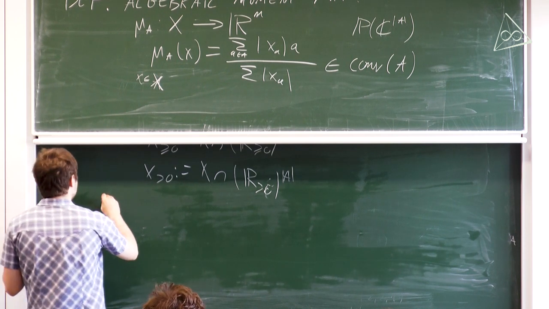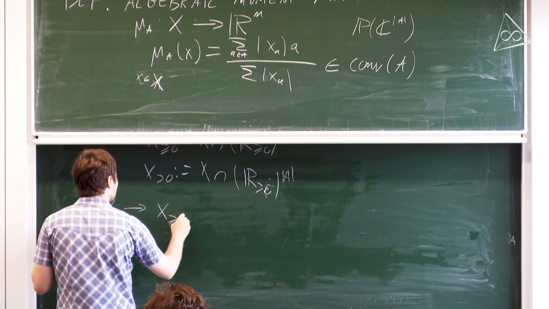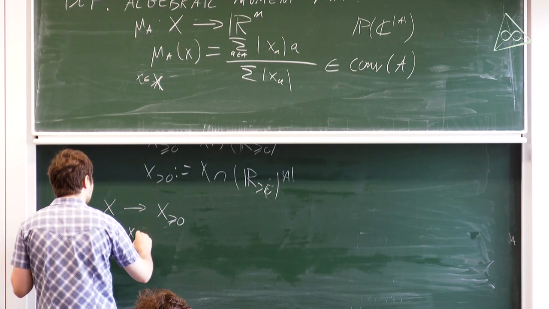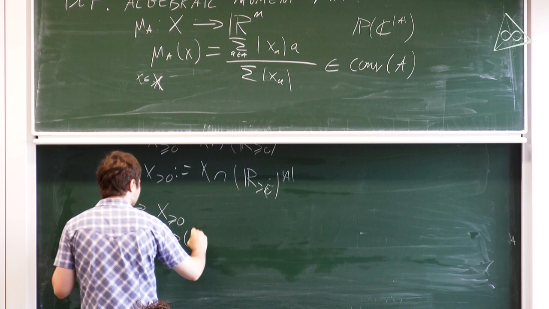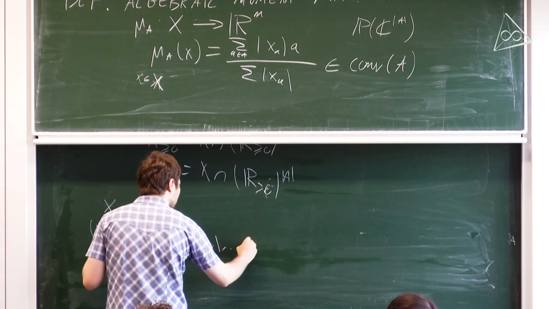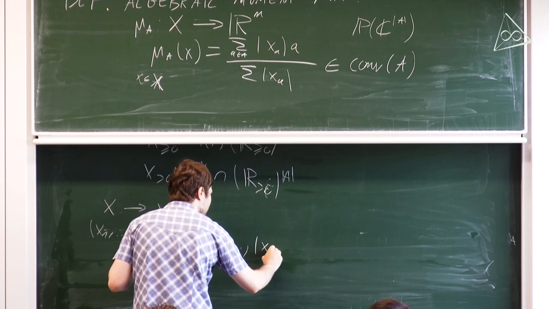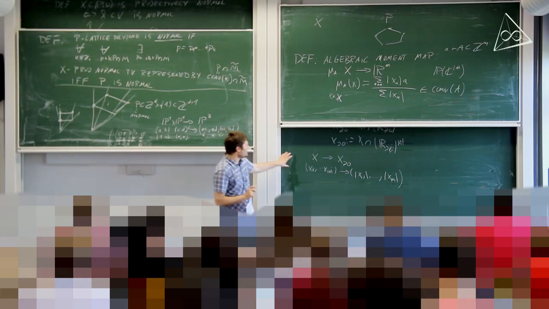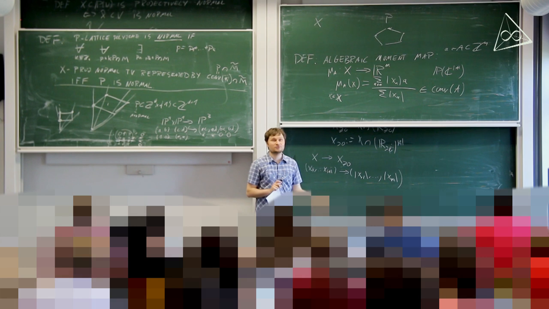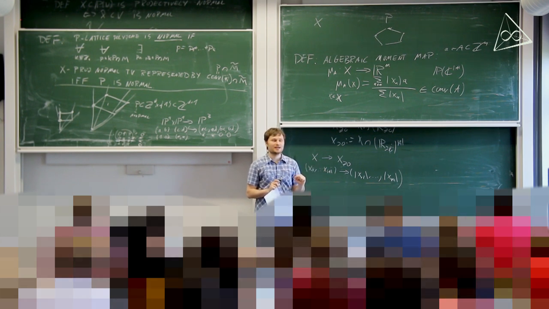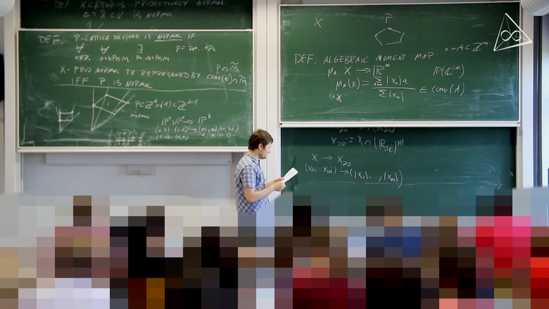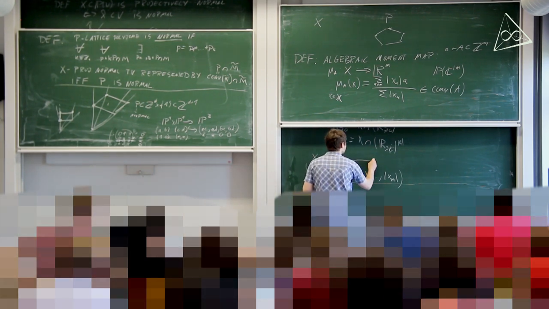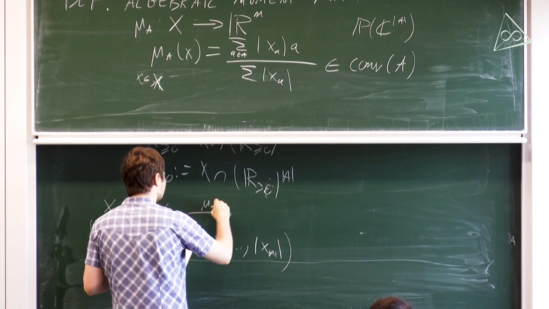And we can look at the map from X to X non-negative, taking the point (x_1, ..., x_|A|) and mapping it to their modulus, absolute value. This is a well-defined map. And you can really well understand the fibers of this map. And this will be the honest topological tori. I don't have time to prove it, but it's really easy. And now the miracle is that if we restrict the moment map here, it still goes to P.